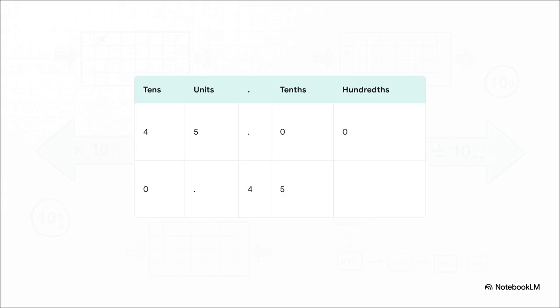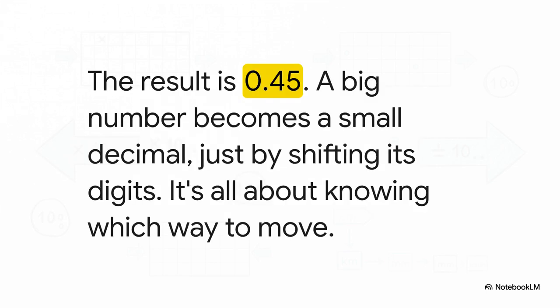Let's give it a try. We'll take 45,000 and divide it by 10 to the power of 5. That little 5 is our instruction. Move everything 5 places to the right. So here they go. The 4 and the 5 start sliding over 1, 2, 3, 4, 5 spots. They jump clean over the decimal point, and the 4 lands in the tenths place with the 5 settling in right next to it. And the result? 0.45. We turned a big number into a small decimal just by sliding its digits around. Again, no need for that messy long division. It's all about knowing which way to move.